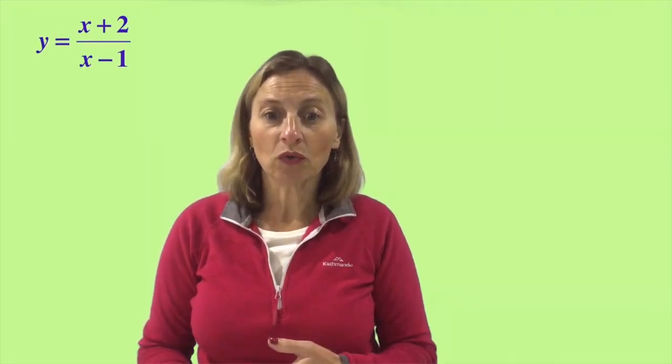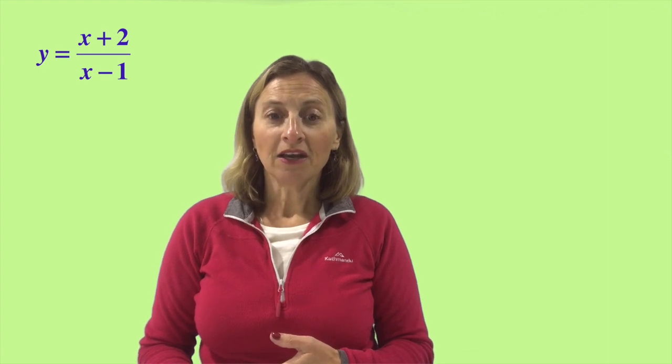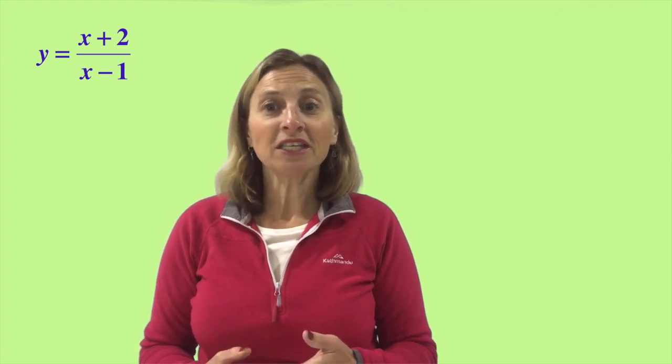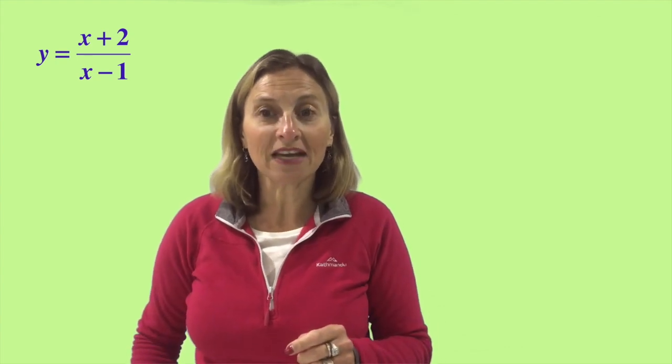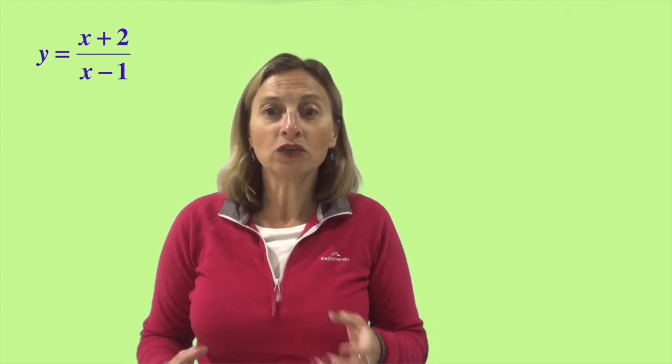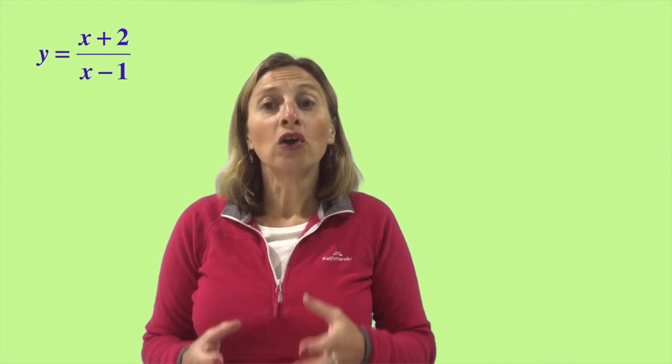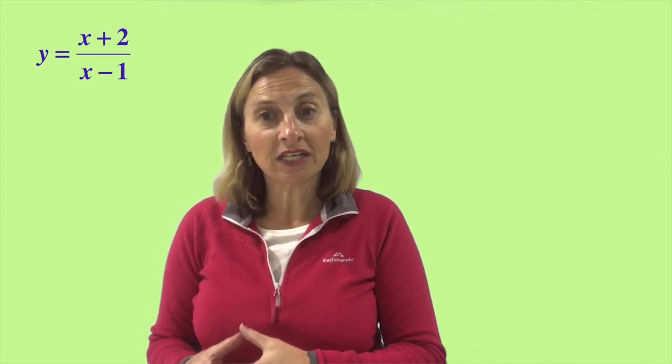Let's take a look. We have y equals x plus 2 all over x minus 1. Now this is very different because it doesn't look like a hyperbola, but we know that it's a hyperbola because it's got the x on the denominator. So what can we do to make this graph look like the ones that we've already done?